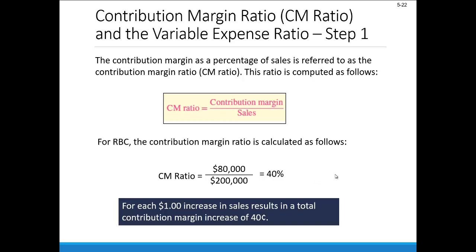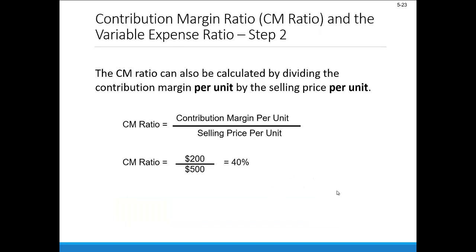Now the reason the CM ratio is a useful tool for us is because it tells us the portion of every sales dollar that is left over after deducting variable expenses that can go toward covering fixed expenses and generating a profit. In other words, for every dollar increase in sales that RBC can drum up, they're going to increase potential profit, so contribution margin first, by 40 cents. As I said a minute ago, we can also calculate the CM ratio on the per unit basis. So for RBC, that was the $200 CM per bike divided by the $500 selling price per bike, or 40%.